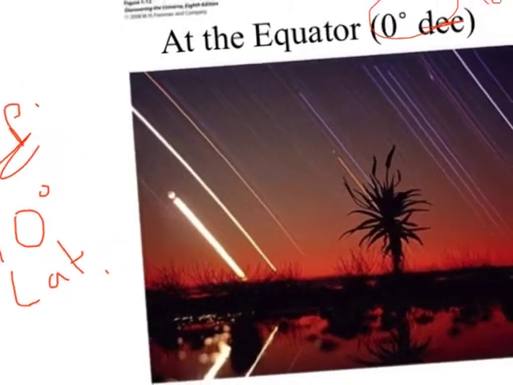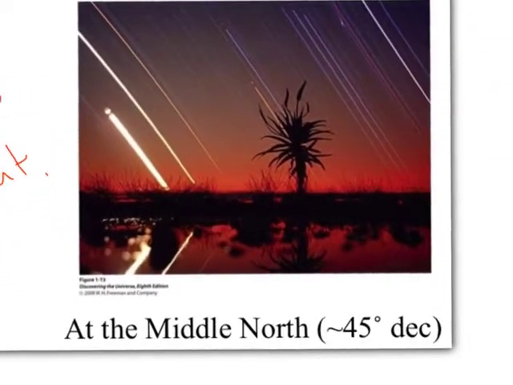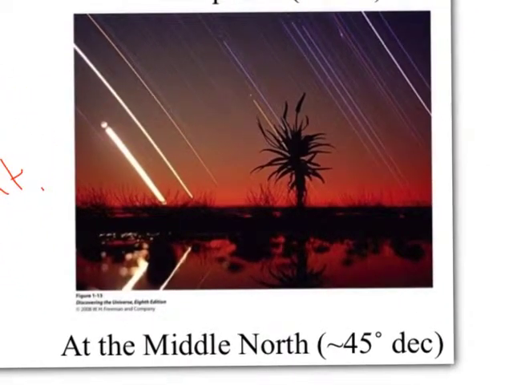So depending upon, we've seen two extremes, at 90 degrees latitude at the pole and at 0 degrees latitude at the equator. Your star trails, or the way your stars rise and set, the angle at which they do, and your number of circumpolar stars will vary. And so here we are in southeast Iowa, about 40 degrees north latitude. So this is about 45 degrees latitude.